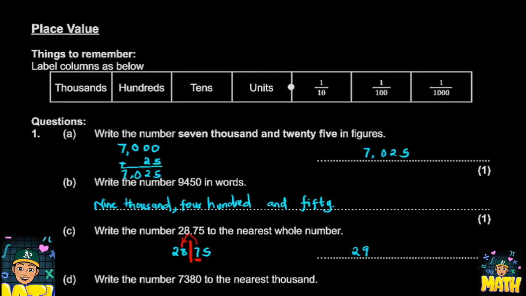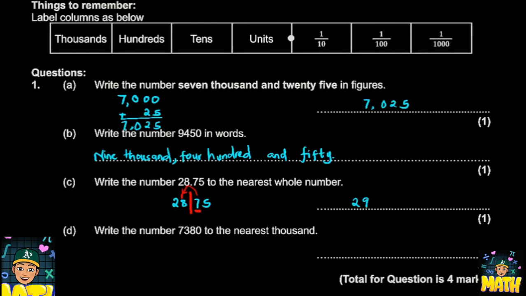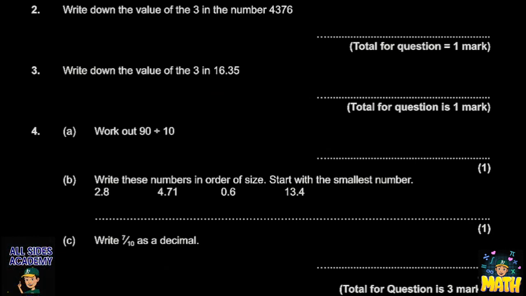Write the number 7,380 to the nearest thousand. First, write each of these digits in terms of the place value. We'll start with the ones, tens, hundreds, and thousands. I'll just use letters to represent that. To the nearest thousand means we are focusing on the 7. The number next to 7 is the 3. It's 4 and below, so it will not round the 7 up. It remains as 7 and our number will be 7,000.